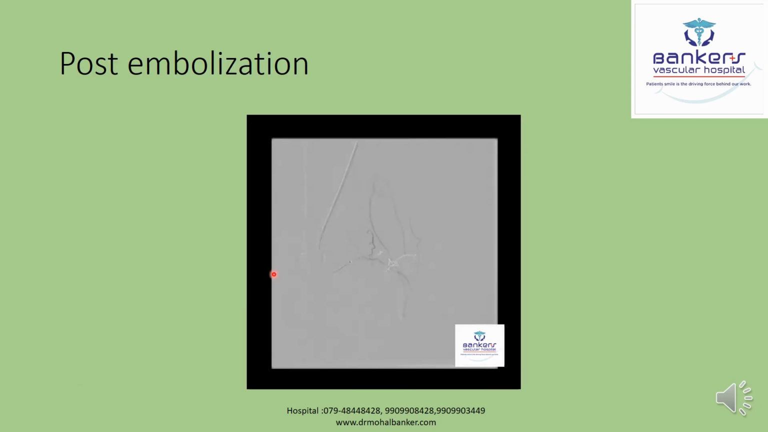Now post embolization, this is how the supramedial genicular artery looks. You can see that this is the supramedial genicular artery, but the hypervascularity seen in the pre-embolization images is not seen over here. So that hypervascularity disappeared after the embolization.